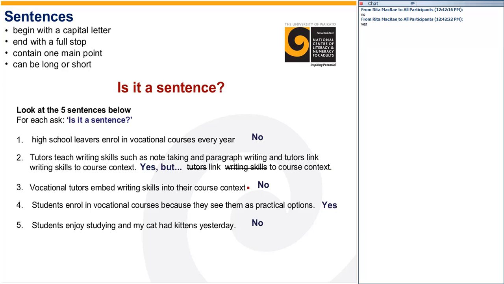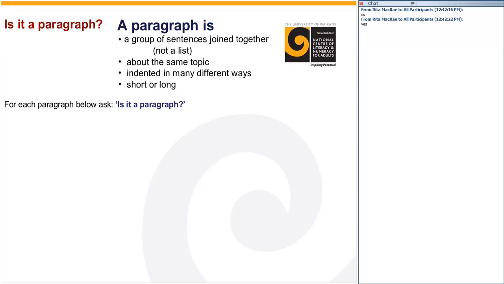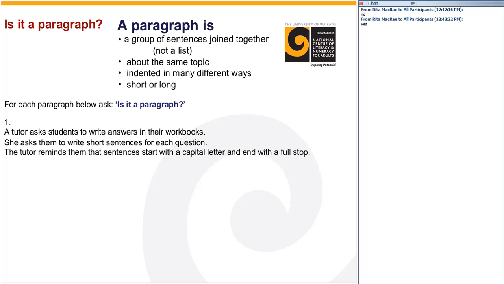Okay, so the same thing can be done with paragraphs. Again, a very simple conceptual list: a paragraph is a group of sentences joined together, not a list. It's about the same topic, indented in many ways, and short or long. So if we were to ask a learner, is this a paragraph? Then they would go back to their checklist and say, no, it's a list. The sentences are not joined together, therefore it's not a paragraph.